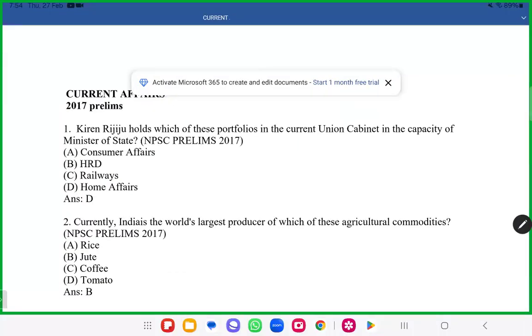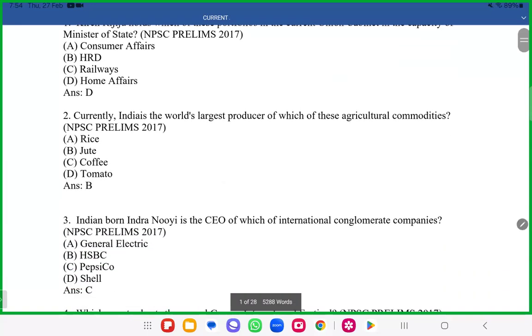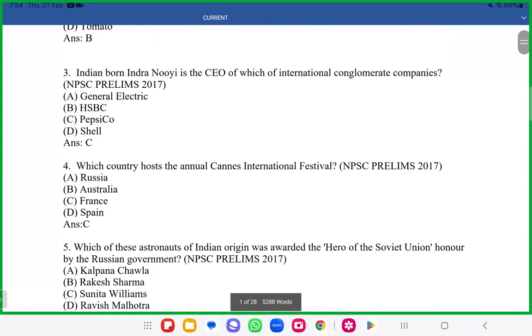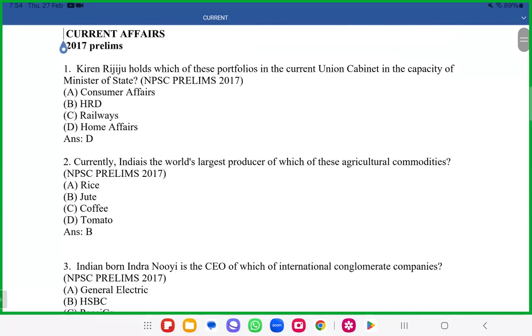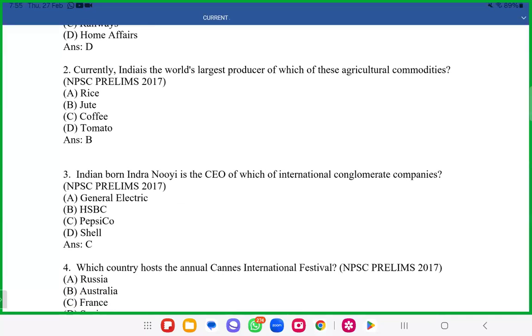Why we have recorded the current affairs is that it is important. These 2017 questions will never be repeated, but it is important to see what kind of questions are asked in the exam. As we can see, Kiren Rijiju holds which of these portfolios in the current Union minister capacity, minister of state, and home affairs as well. These small things we think are not important. We leave out current affairs, but any kind of question may be asked.